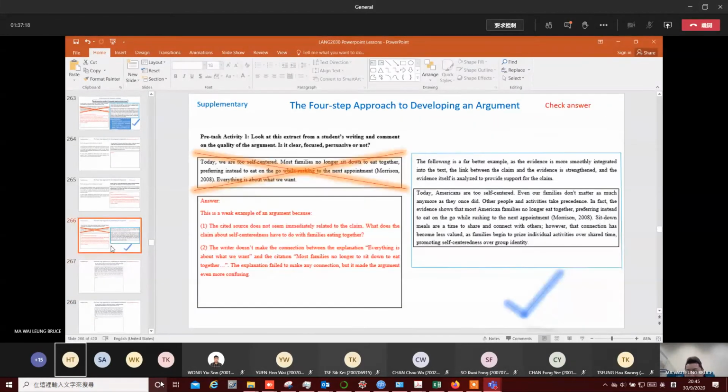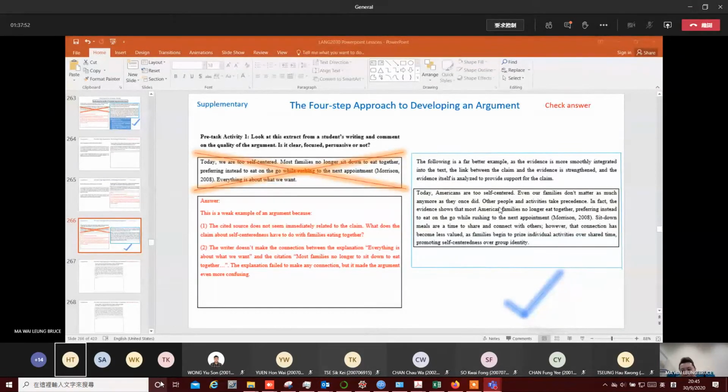This is a much better version. Can you see what I did here? The topic sentence remains there: Americans are too self-centered. But I want to use the citation: most families no longer sit down to eat together, preferring instead to eat on the go. I need something in between. I need something after self-centered to orient the reader, to orient my topic sentence into the setting of families, because the citation is about family dinner.